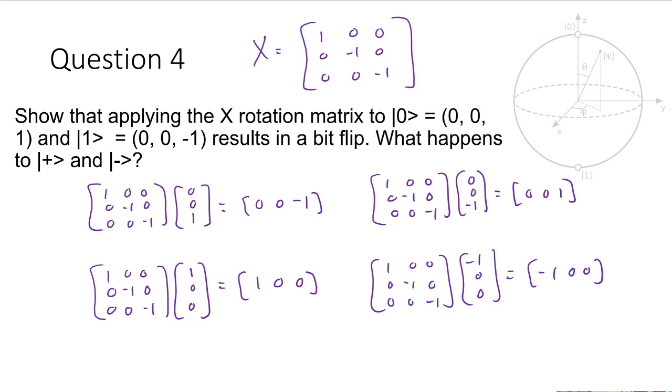All right, so if I apply this rotation matrix to my vector 0, 0, 1, that gives me back the vector 0, 0, minus 1. And if I apply it, similarly, to my column vector 0, 0, minus 1, I get back my vector 0, 0, 1.